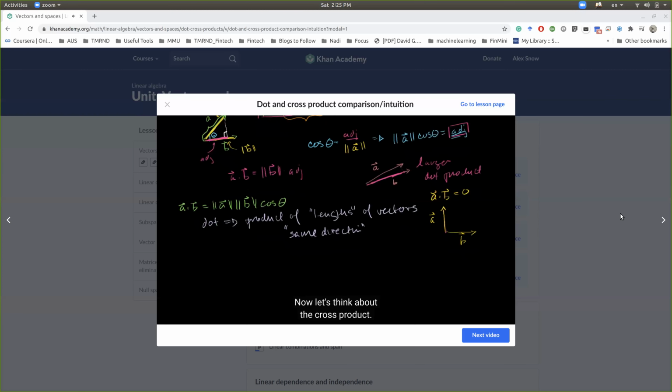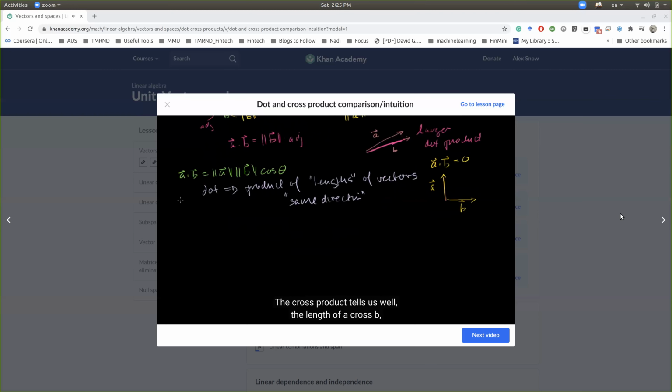Now let's think about the cross product. The cross product tells us, well, the length of A cross B, I painstakingly showed you, is equal to the length of A times the length of B times the sine of the angle between them. So let me do the same example. Let me draw my two vectors. That's my vector A. This is my vector B. And now sine, SOHCAHTOA. So sine of theta, let me write that. Sine of theta, SOHCAHTOA, is equal to opposite over the hypotenuse.